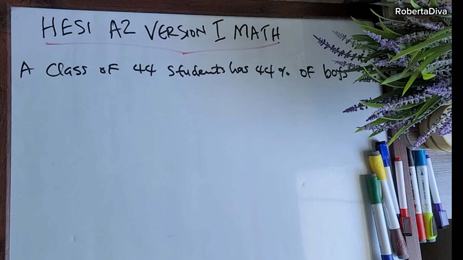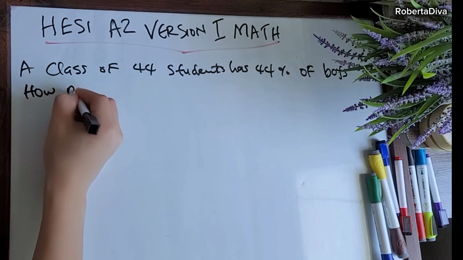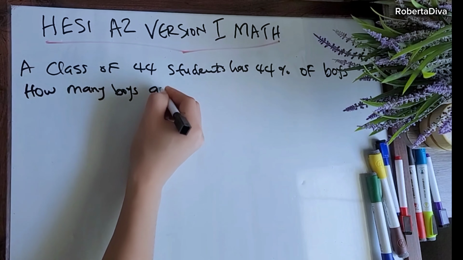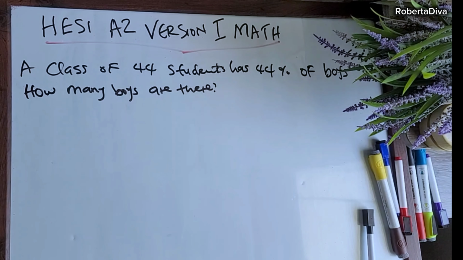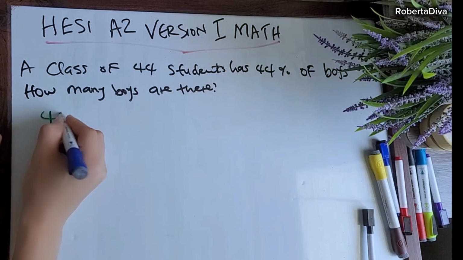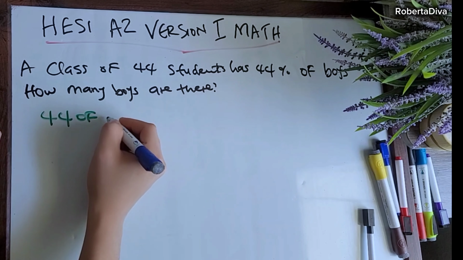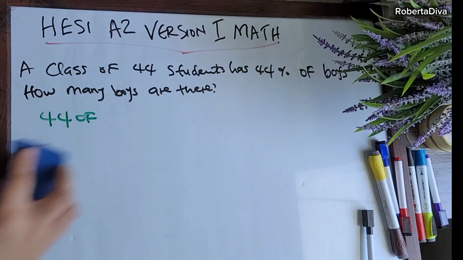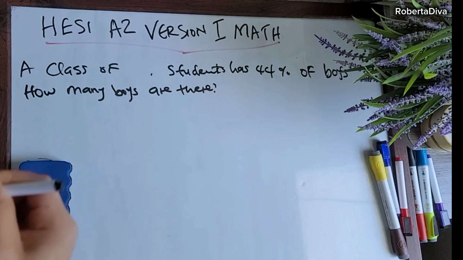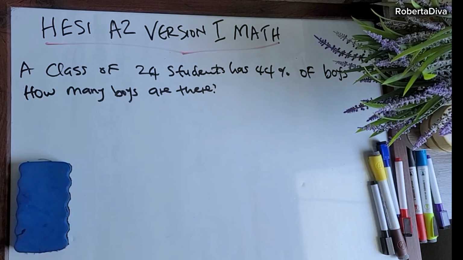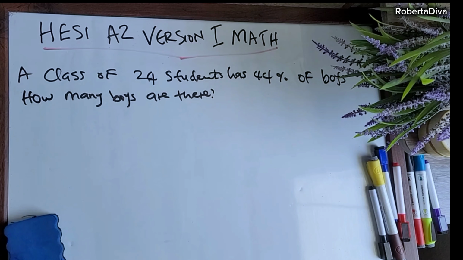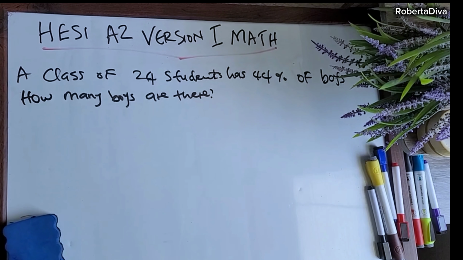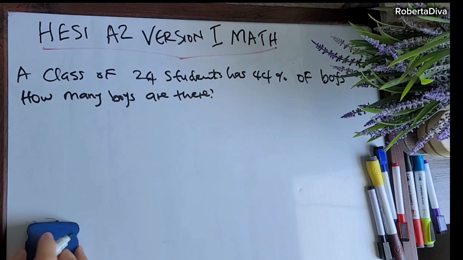Something is not right with this question. Wait. Okay, I think, wait, a class of 44 students has 44% of boys. How many boys are there? Something is not right. I think the number, oh yeah, the 44 should be 24, and you might see this in the exams. So, a class of 24 students has 44% of boys. How many boys are there? Okay, it's much better right now.